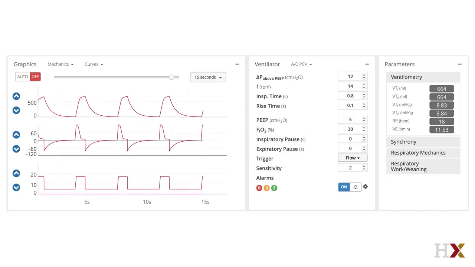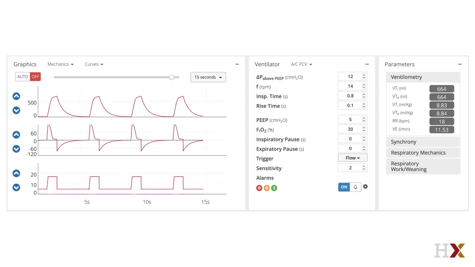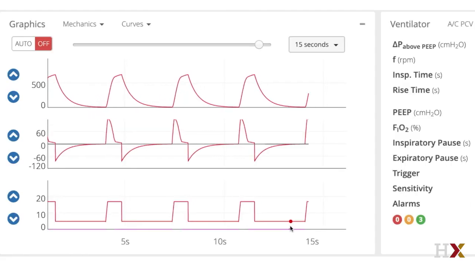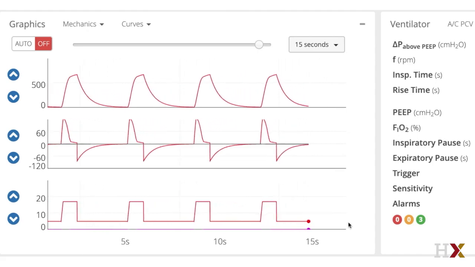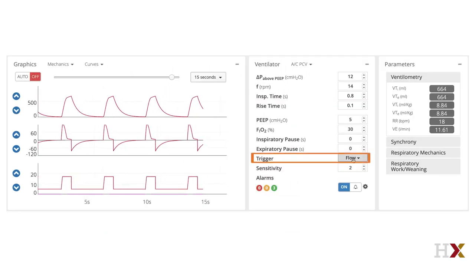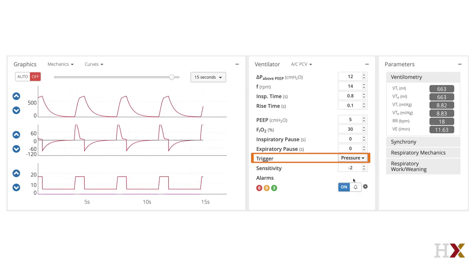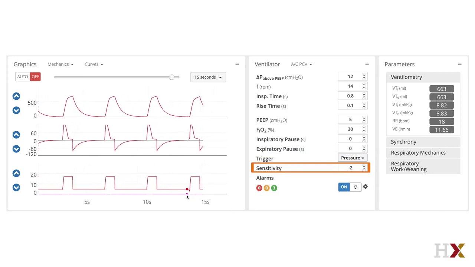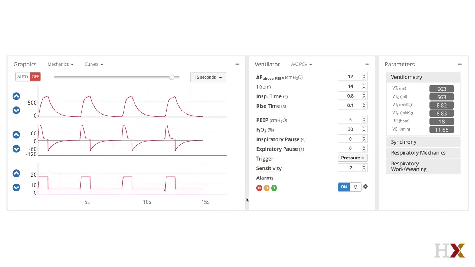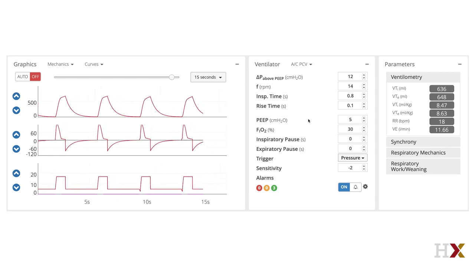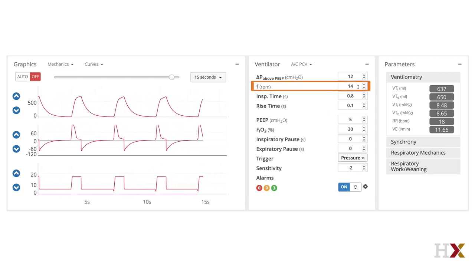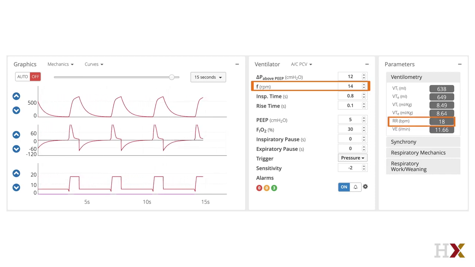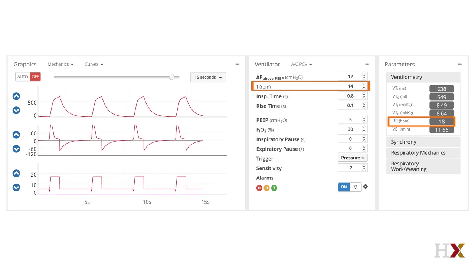I've now added spontaneous breathing to the patient on pressure assist control. Now, on many ventilators, it is easy to notice a little dip in pressure prior to the onset of the breath. It's difficult to see in this simulator, so I will change the flow sensitivity to pressure sensitivity for trigger, and then you will see a drop of -2 is required to trigger the ventilator. Now you can see that there is an active effort being made by the patient. The ventilator set frequency is 14, and the patient is breathing 18.